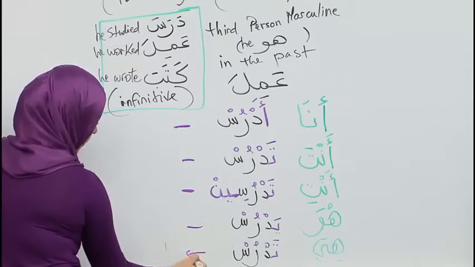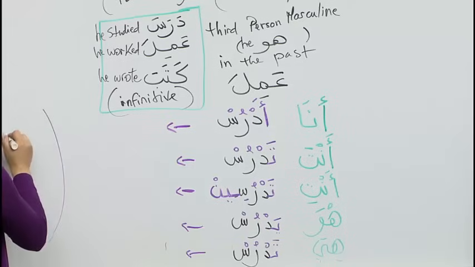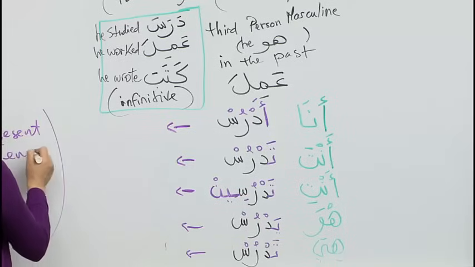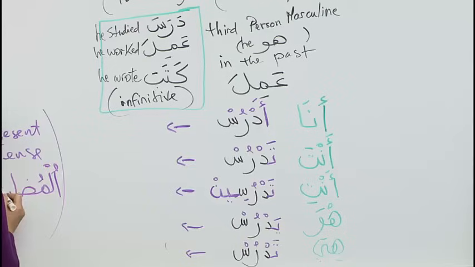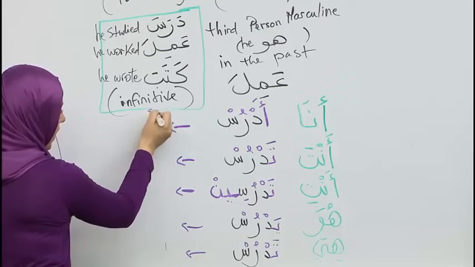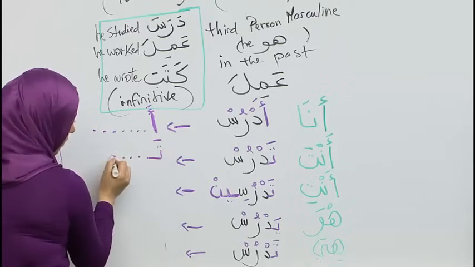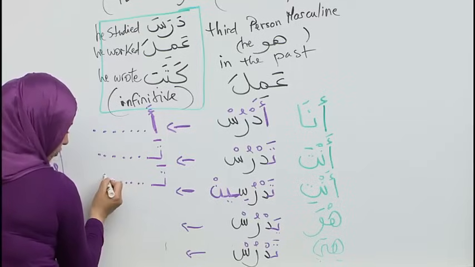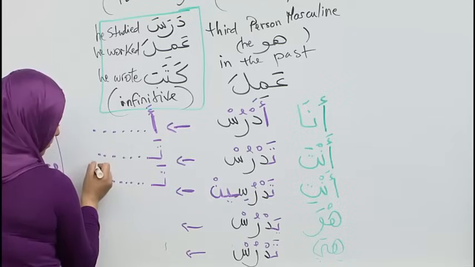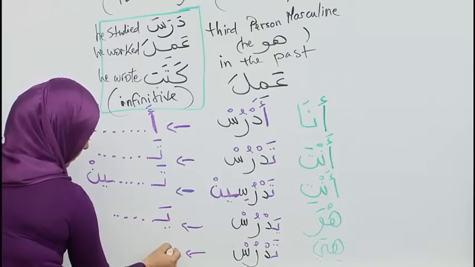What you would add to verbs to conjugate them in the present tense. Present tense is called المضارع. At the beginning, ألف أ. أنت تا. أنتِ تا. And then the verb, and you add in. هو يا. هي تا.